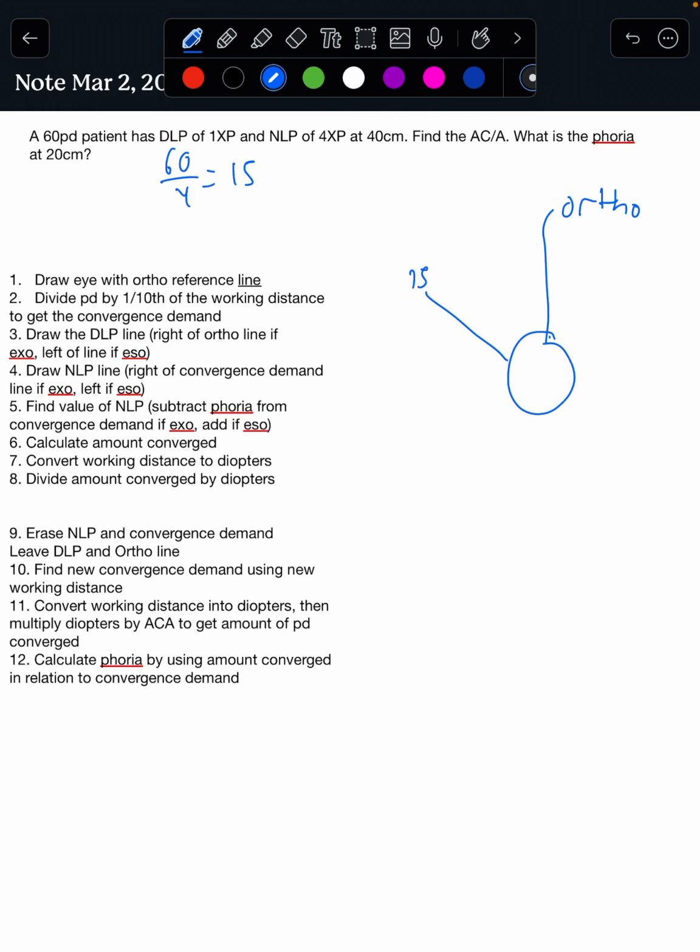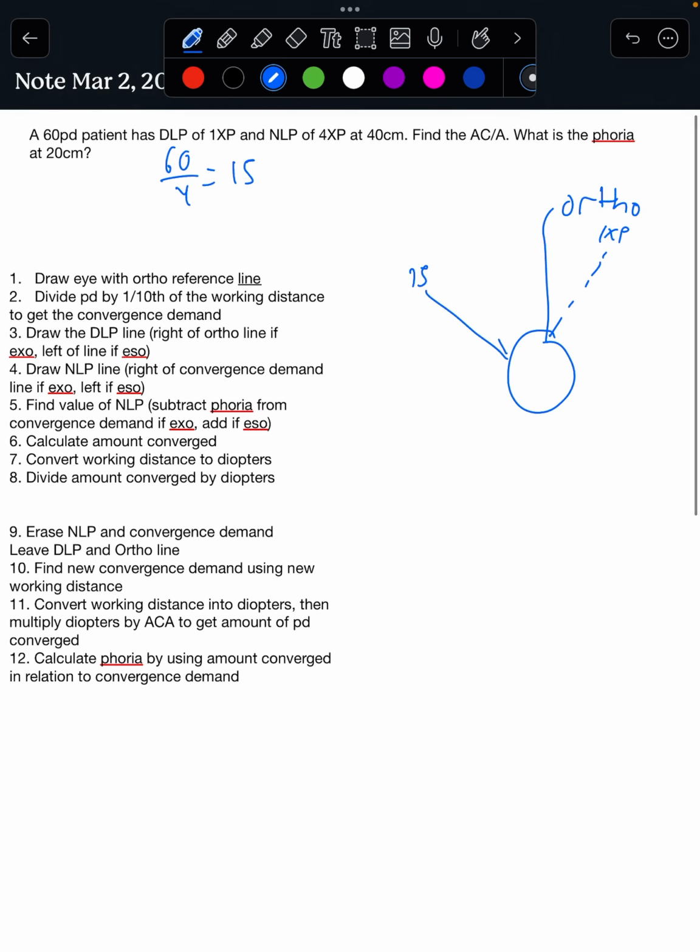Okay, this is XO, so we're going to draw 1XP. That's a distance lateral Phoria. Your lateral Phoria is 4XP, so that's also to the right of this line. We're going to convert the 4XP into prism diopters. So subtract if it's XO, so 15 minus 4. So this is 11 PD.